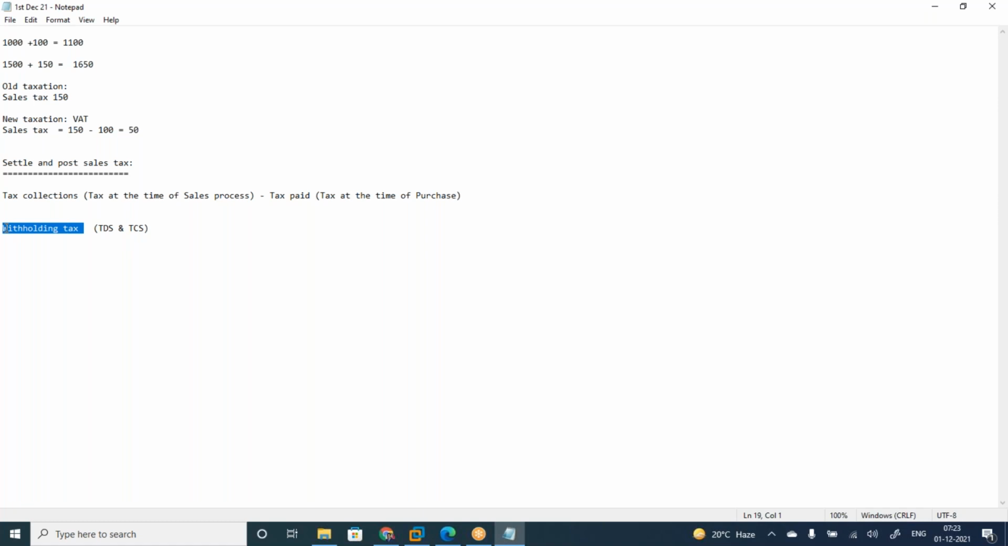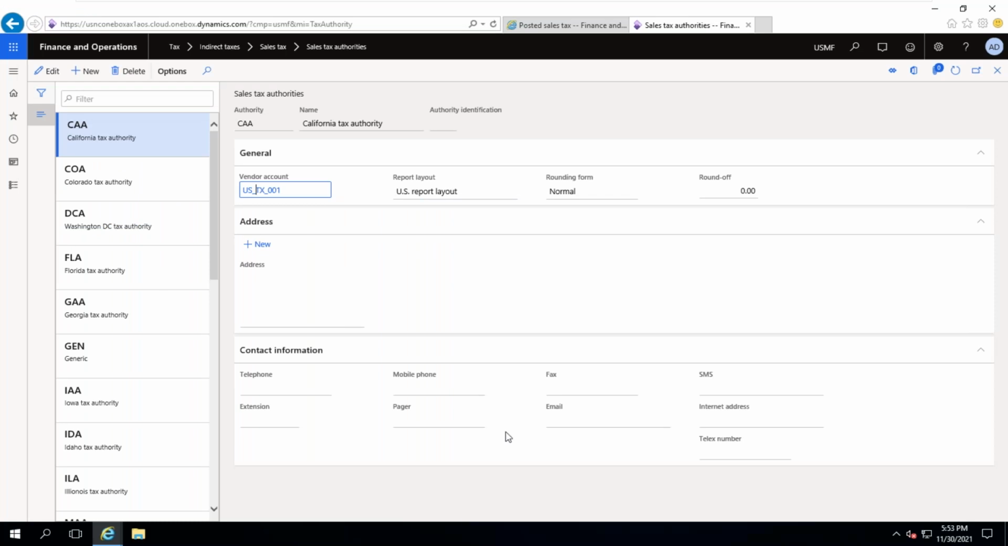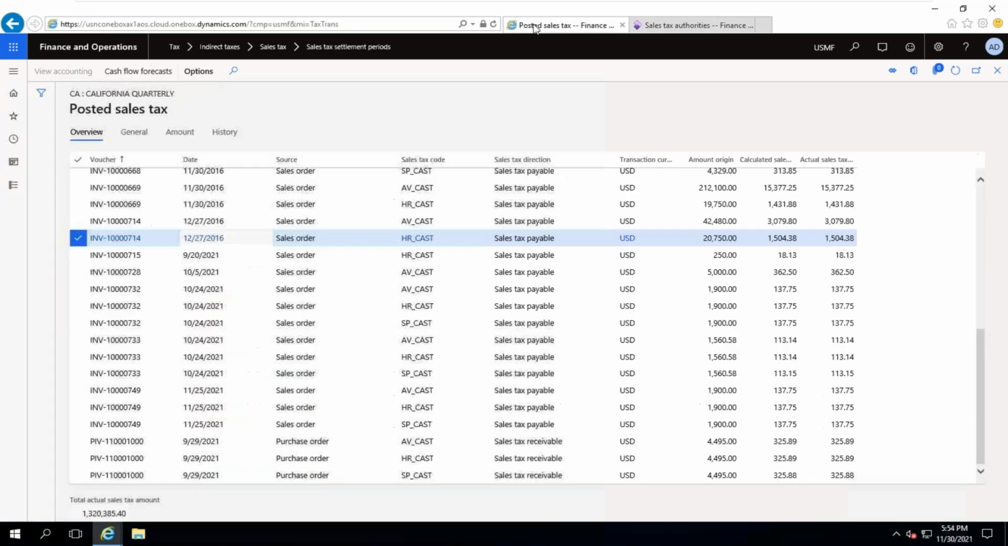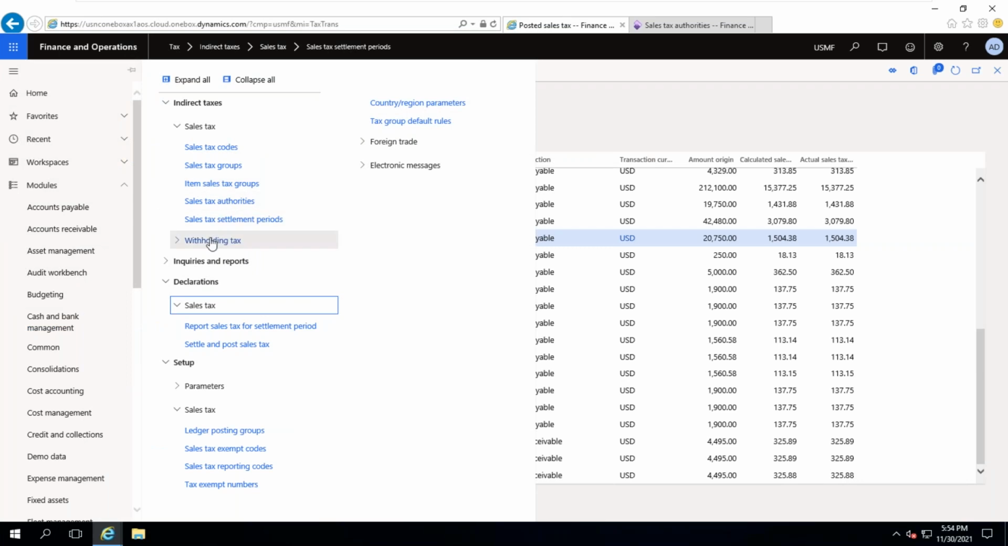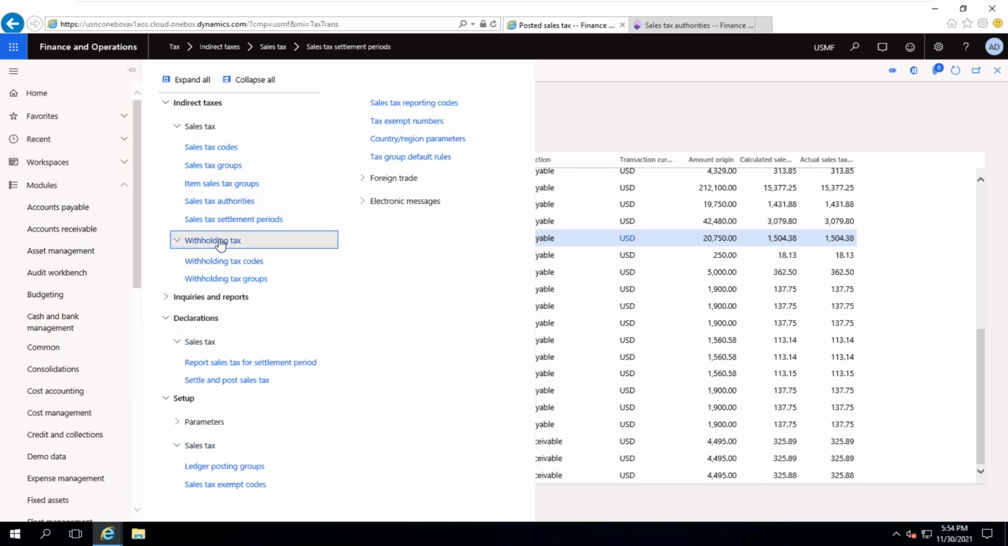So standard withholding tax is very simple. Of course, if it is India taxation, it is a little bit complex, but not too complex. You need to do some setups. But now, if it is standard taxation, let us understand how it is. So this is standard withholding tax.